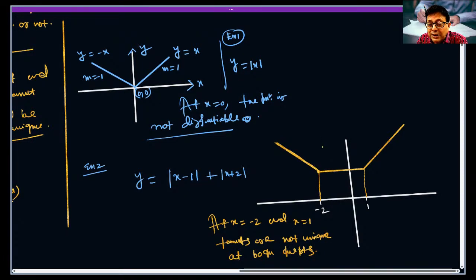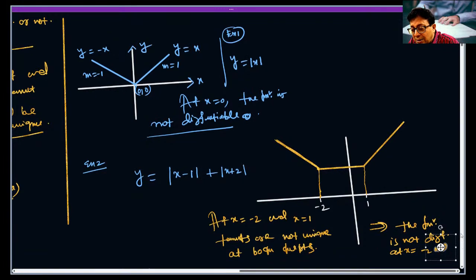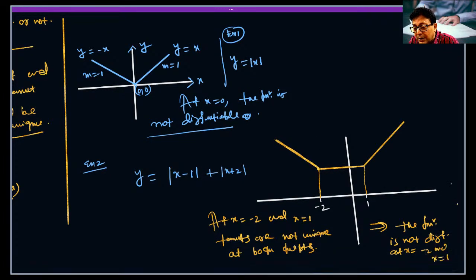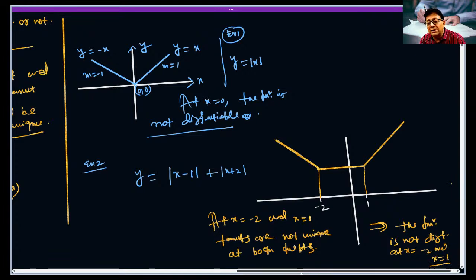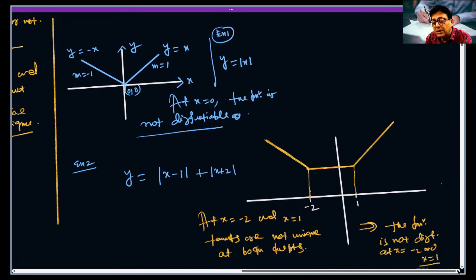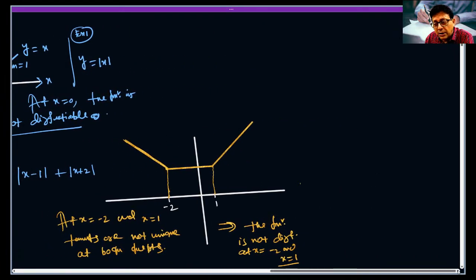So the conclusion will be what? We are getting different values of dy by dx. So the conclusion will be the function is not differentiable at x equal to -2 and x equal to 1, because you don't get a unique tangent. For any curve at a point, if you get a unique tangent, then only it will be differentiable. If two tangents exist, then it will not be differentiable. Got the point?